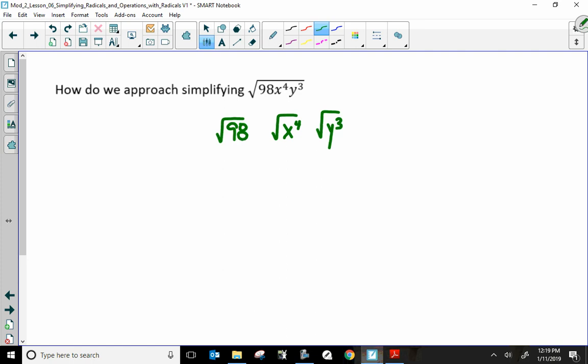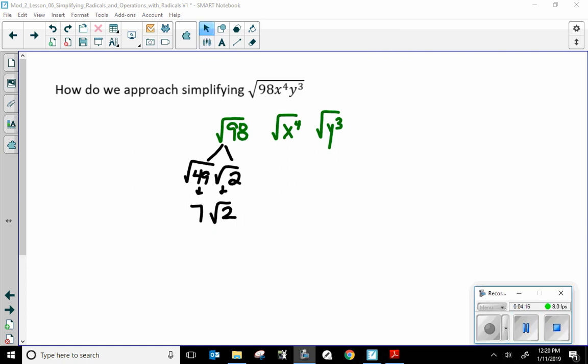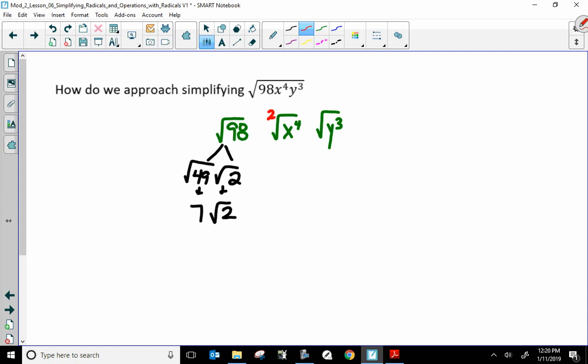All right? Now, I know that 49 times 2 is 98. So I can leave those. And this ends up being 7 radical 2. Okay? Now, how do I handle my variables under the radical? So what we've got to look at is the root. This is a square root right here. Right? It's a 2. If it's not written, we assume it's a 2.